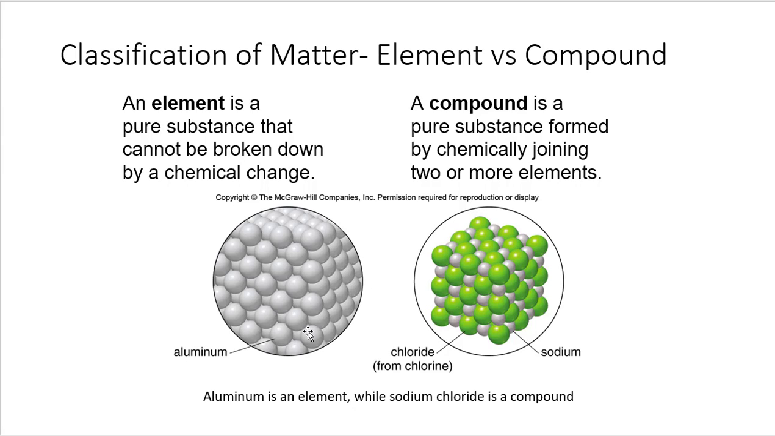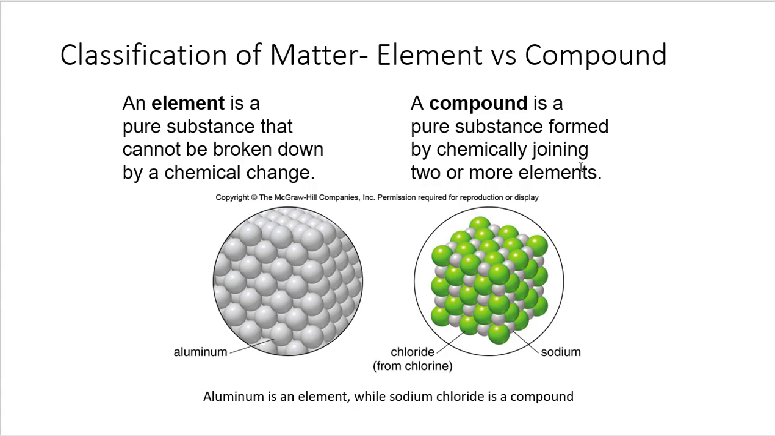This is a kind of pure substance that cannot be broken apart by a chemical change. There is no chemical change you can put aluminum through to break it apart into anything smaller. There are nuclear reactions that could do so, but that is a completely different chapter for much later on. But it's not a chemical change.